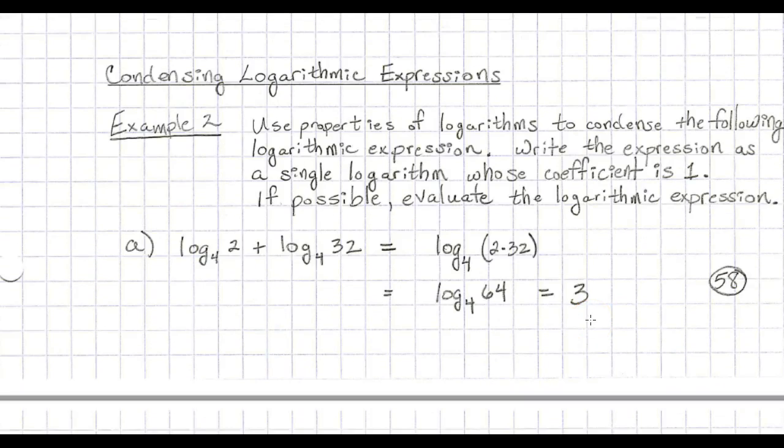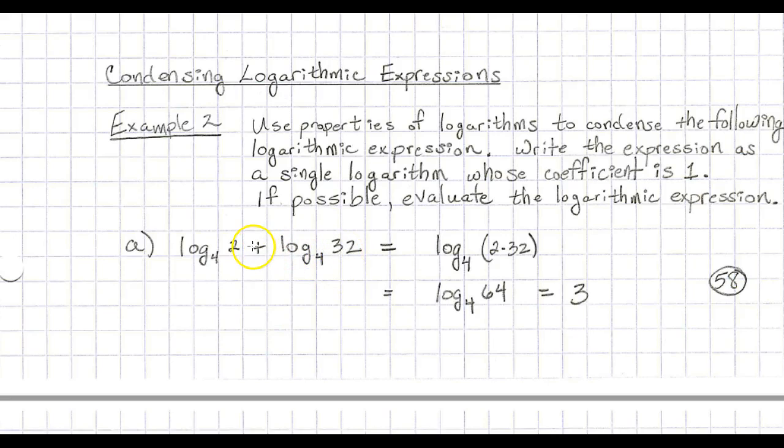Condensing logarithmic expressions means taking logarithmic expressions that are already expanded into multiple logarithmic expressions and bringing them down into one. We want to use properties of logarithms to condense the following logarithmic expression. Write the expression as a single logarithm whose coefficient is 1, and if possible, evaluate the logarithmic expression. Here, first of all, you can't bring logarithms together that aren't the same base. If these are not the same bases, stop. Here I have log base 4 of 2 plus log base 4 of 32.